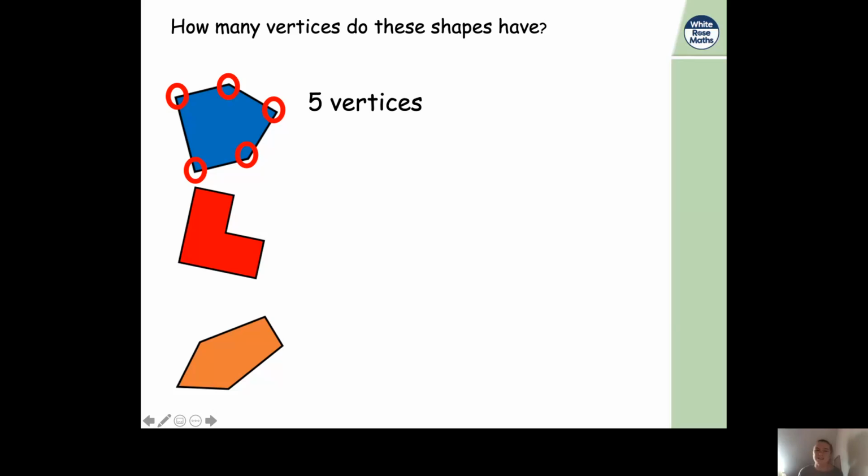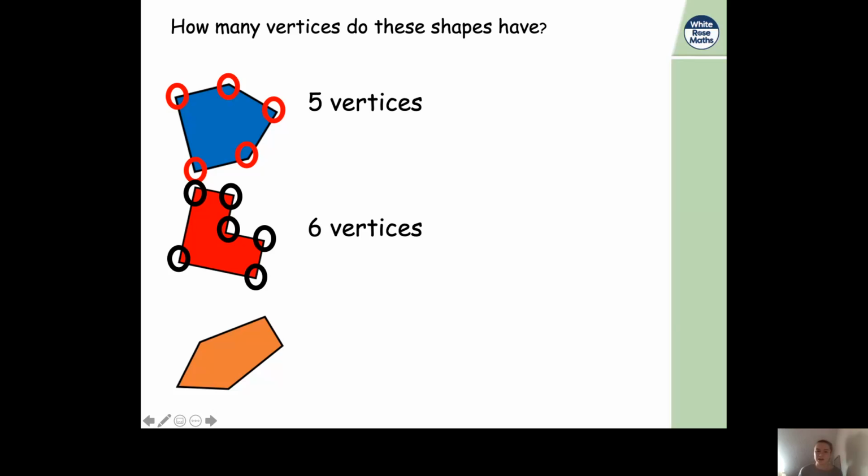Okay, year 2, let's have a look together. Let's start with the red shape. I'm going to circle them and I'd like you to count them with me, okay? We've got 1 vertex, 2 vertices, 3 vertices. Remember, even though it's pointing inwards, it is still a vertex, so we're up to 3. We've got 4 vertices, 5 vertices. Have we got any more? Yes, we have. We've got 6 vertices. So this shape has 6 vertices. Well done if you got that one right.